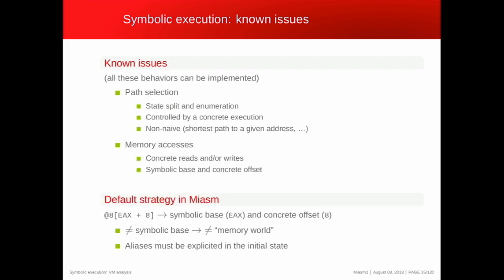There is another problem with memory accesses. For example, when you try to affect memory using a symbolic pointer, it's a bit weird. So in Miasm, the problem is solved using a dictionary: when you have a symbolic memory base like this, we split it into the symbolic part and the complete part. And in Miasm, only memory based on the same symbolic base can interfere together. This is a bit different from the real world, but it solves some problems.